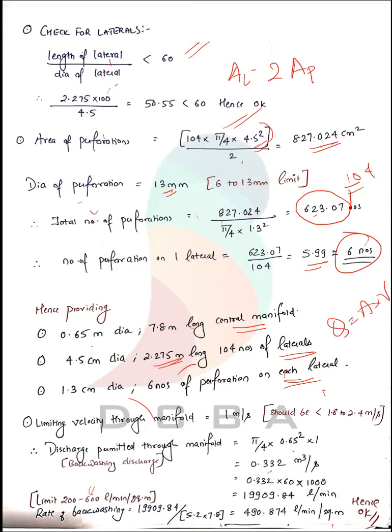Now the reason that I converted this into liters per minute is just to compare with this value of 200 to 600, because we need to check whether this 1 meter per second of velocity through our manifold is okay, or is it too high, or too low, right? So this 490 value is actually in this range, and this 1 meter per second of velocity that we assumed here is correct.